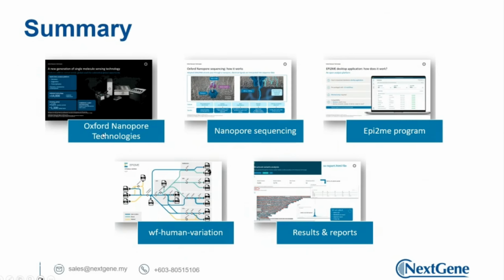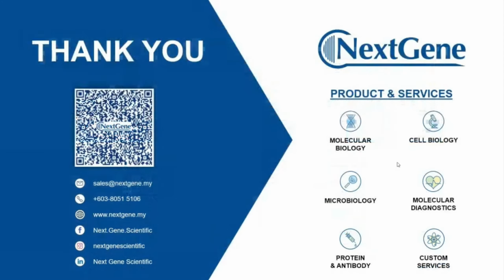So with this, basically today we have gone through briefly the ONT and Nanopore sequencing, and how we can get the EPI2ME and do some analysis using the EPI2ME, particularly on the human variation pipelines. And also we have gone through the results and reports together. Even downstream, like IGV, we can also get the visualization done using the output from the EPI2ME as well. So this is basically the end of my demonstration and presentation. Thank you so much for your time.